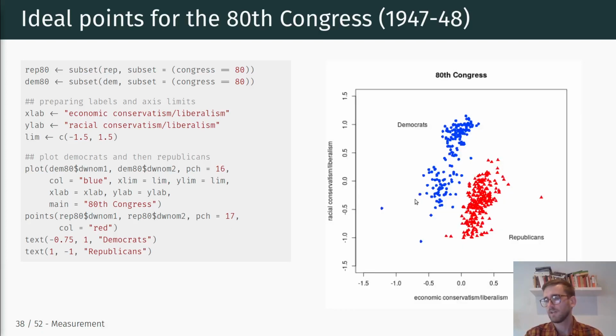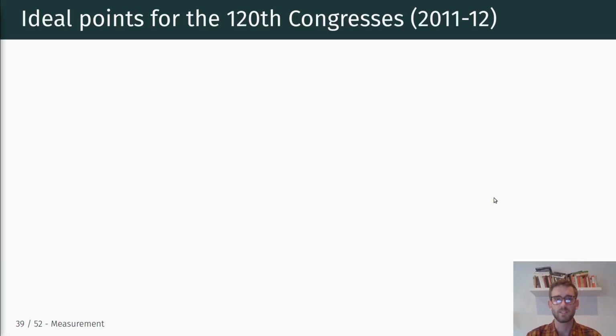And so the result of that is here in the 80th Congress, we have clear separation between Republicans and Democrats on these two dimensions. But crucially, what is important is that on each of those dimensions, we still have significant overlaps between Republicans and Democrats, right? So if we just look at one dimension itself, we see that there are Democrats that are more conservative than Republicans on the economic dimension, and there are Republicans that are more liberal than Democrats on the economic dimension. Same for the racial conservatism-liberalism dimension.